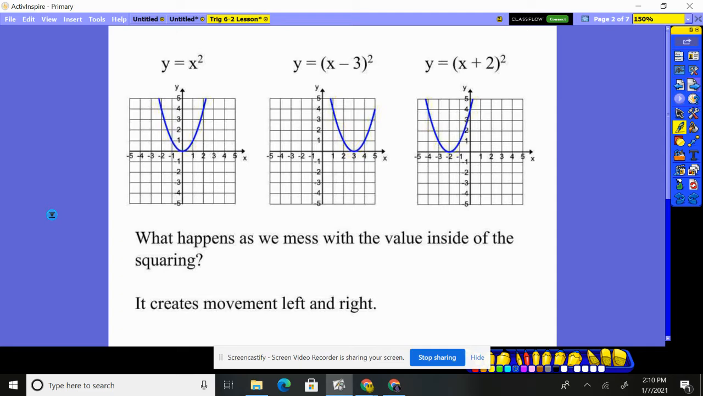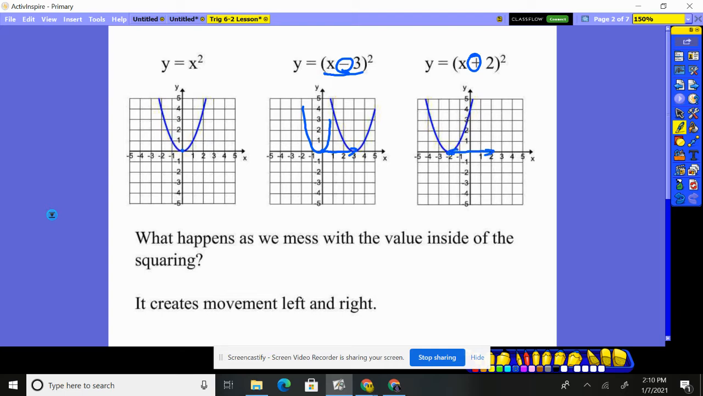So within here on the x, within the parentheses, when we subtract 3, notice it goes from its normal parent graph here, which we see right here, and it slides over 3. Now notice you were subtracting 3. It ends up doing the opposite of what you think. It ends up sliding to the right 3 units. Here, when you added 2, it didn't go to the right 2. It went where? To the left 2.